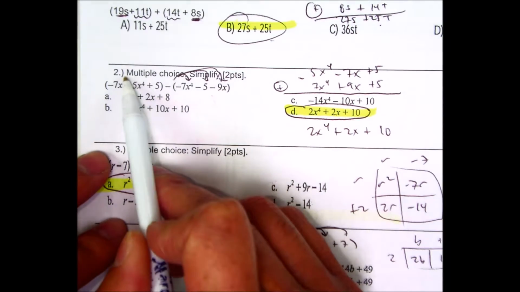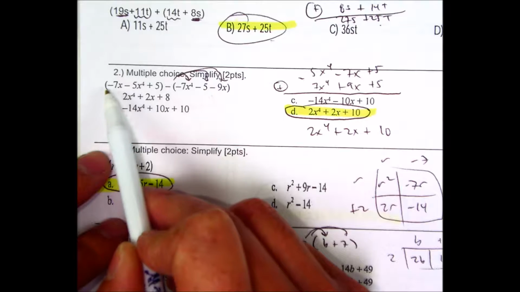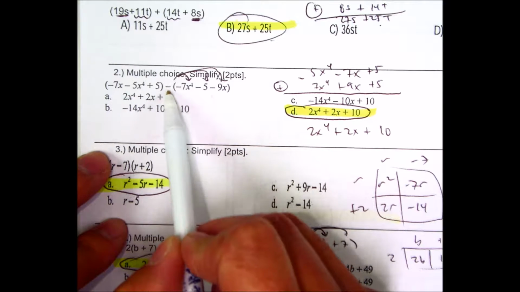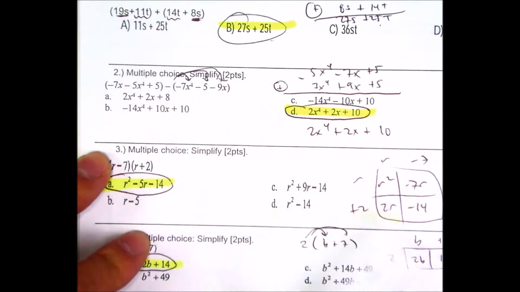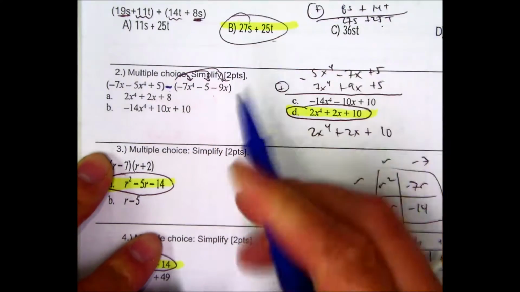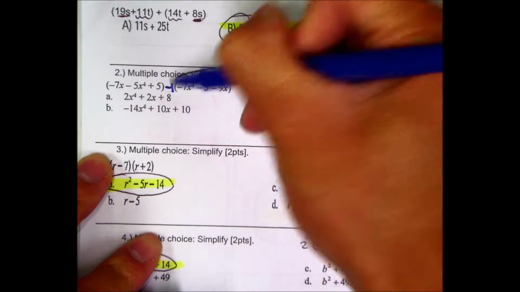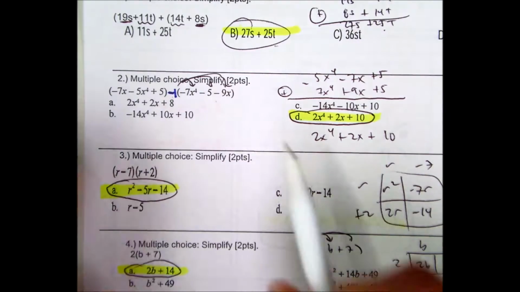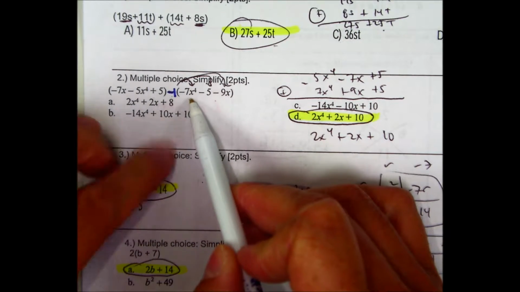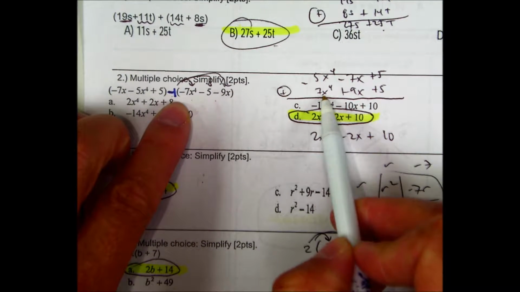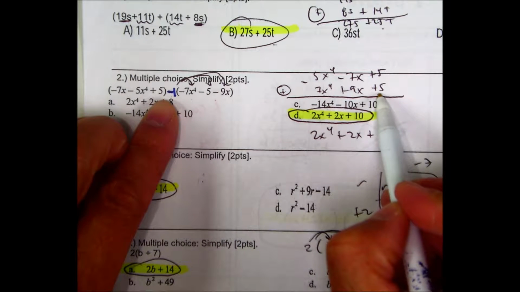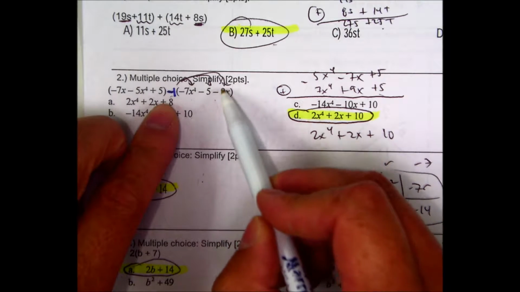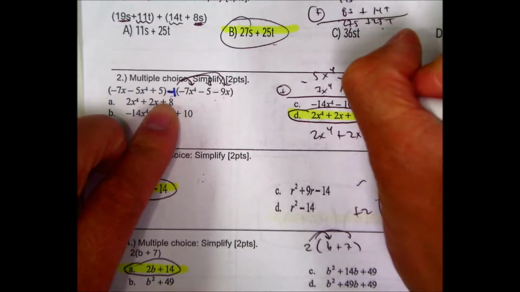Question number two, same thing, simplify. Now you have a set of parentheses with the minus sign. When it has the minus sign, this is very important. This is where you'll have to distribute. You can also think of it as a -1. So -1 times -7x to the fourth gives you a positive 7x to the fourth. -1 times a -5 gives you a positive 5. -1 times a -9x gives you a positive 9x.